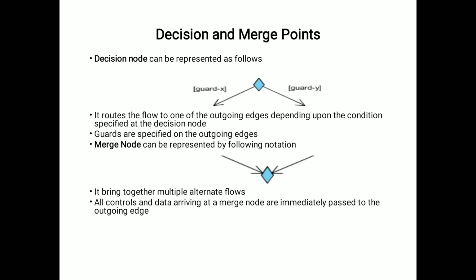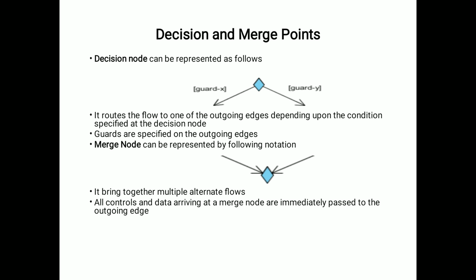It routes the flow to one of the outgoing edges depending upon the conditions specified at the decision node. Guards are specified on the outgoing edges.